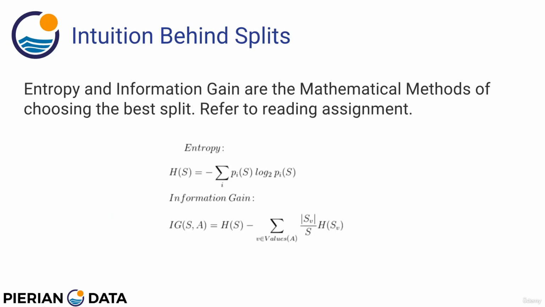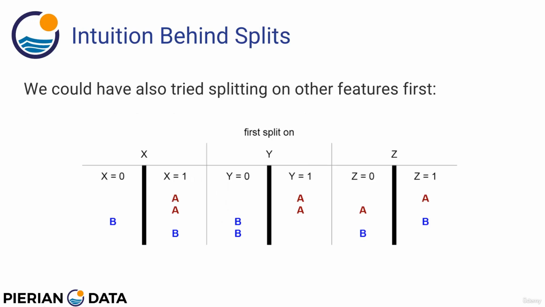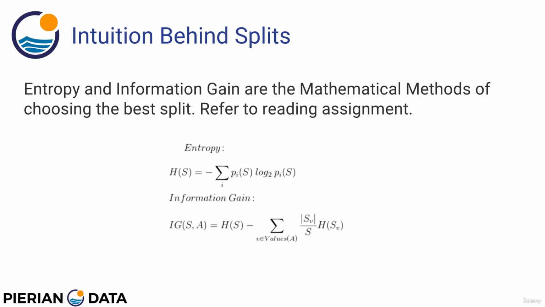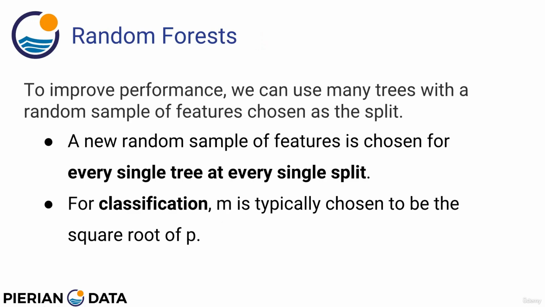Entropy and information gain are the mathematical methods of choosing the best split. Go ahead and refer to the reading assignment if you're interested in the mathematics behind this intuition. But the actual intuition is just trying to choose the features that best split your data. This is called trying to maximize your information gain off of this split. Again, refer to Chapter 8 if you want more information on the mathematics behind these topics of entropy and information gain. Now let's talk about random forests as a way to improve performance off single decision trees.